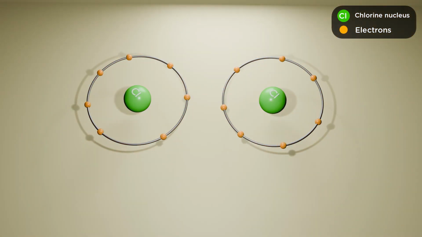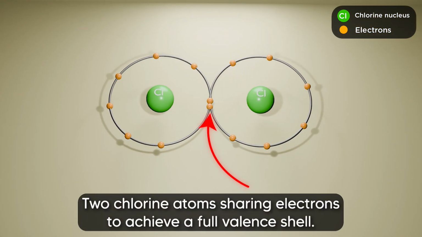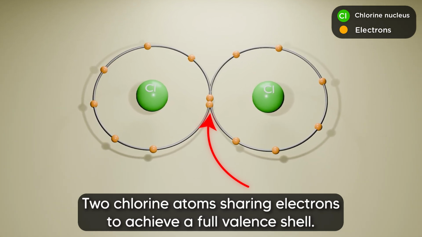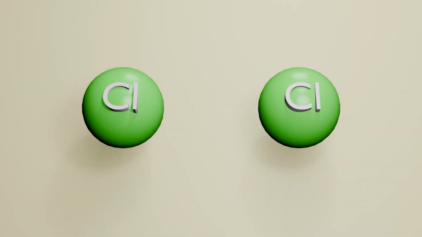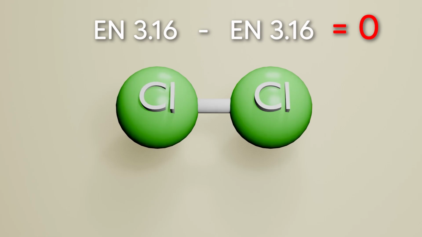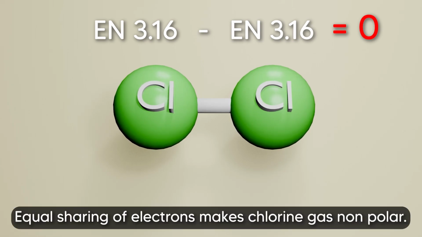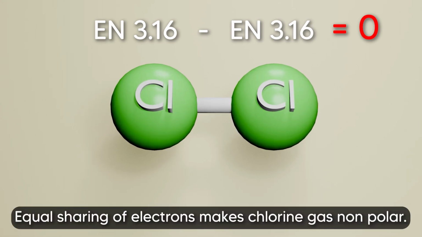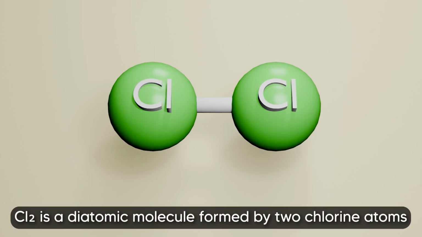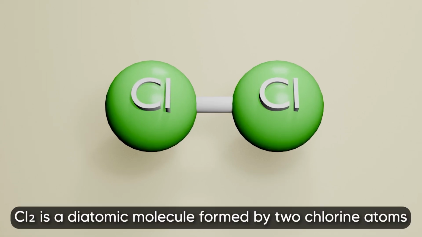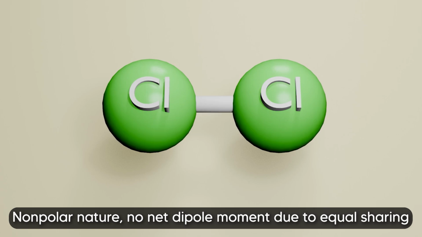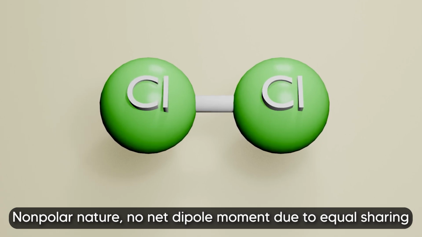Covalent bonding occurs between 2 nonmetals like chlorine, each with 7 valence electrons. To achieve a stable octet, they must share 1 electron, forming a bond. Both atoms have identical electronegativities, meaning they share electrons equally, resulting in a nonpolar bond. Cl2 is a diatomic molecule consisting of 2 chlorine atoms bonded in a linear structure, with both atoms completing their octets. This ties back to its nonpolar nature as it lacks a net dipole moment.